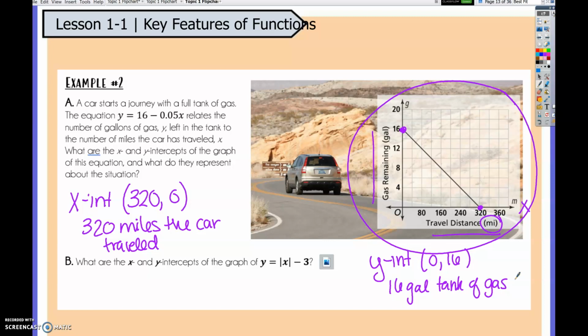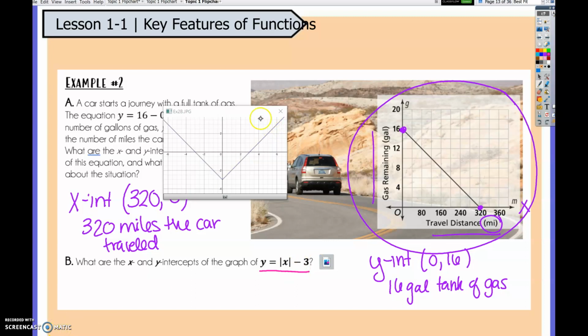They also ask us, what are the x and y intercepts of another graph? Absolute value of x minus 3. Again, use your graphing tool to look at that. And as we check out the graph, we see that it crosses the x-axis 2 separate times. Again, watch the scale that your graph is counting by, because it's using 2 squares for each unit. So we'd have 1, 2, 3 on the right, 1, 2, 3 on the left.